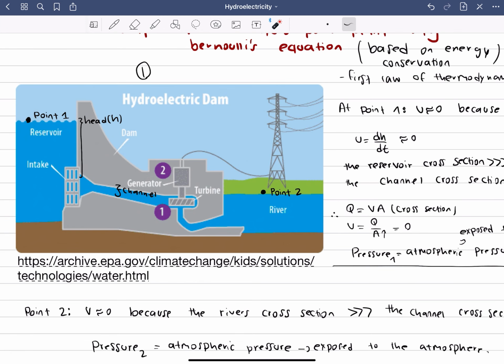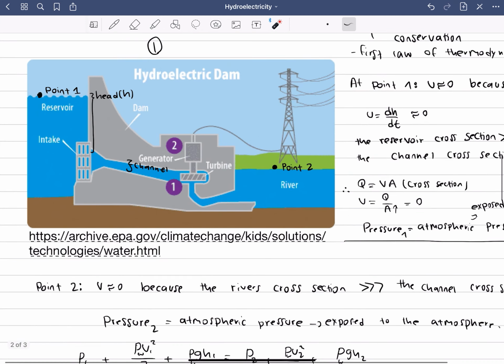because at point 1 the water is exposed to the atmosphere. At point 2, the velocity is also equal to 0 because the river's cross-section is much larger than the channel's cross-section. And at point 2, we also have atmospheric pressure because the water is exposed to the atmosphere.